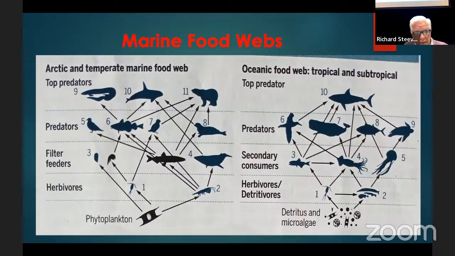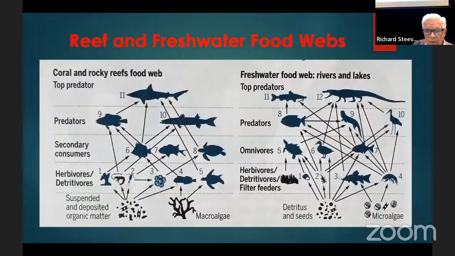On the left are the Arctic and temperate food webs from phytoplankton, and you see these arrows coming up to the top predators along the top of the page being eels and sharks and polar bears, and working their way up through the various predators. Over on the oceanic food webs, both tropical and subtropical, as opposed to temperate, very similar, but you see more different kinds of predators, whales and tuna and turtles, from smaller organisms and working their way up to probably tuna on the top. Anyway, large oceanic food webs.